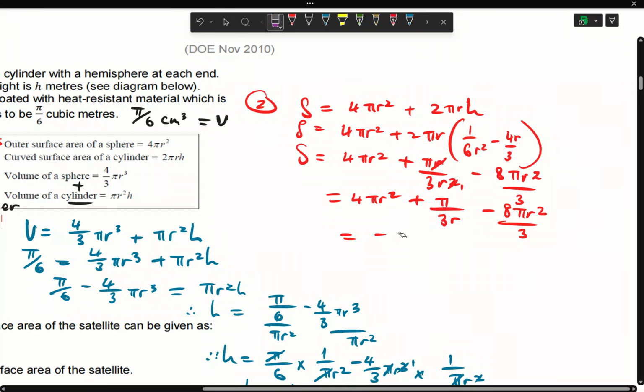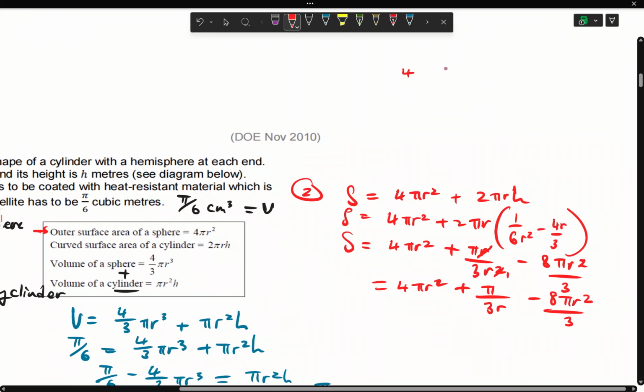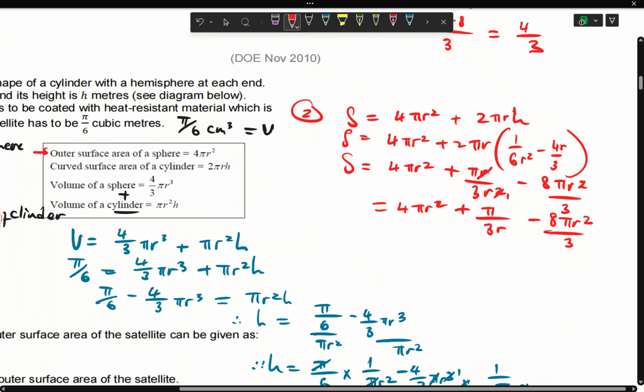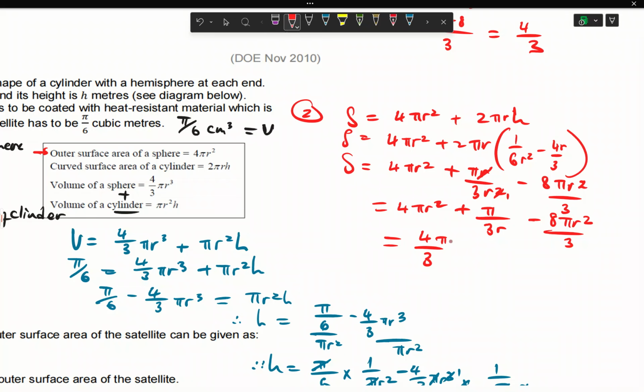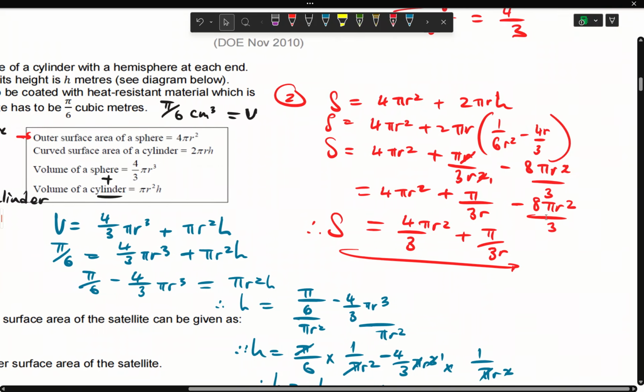So now you can combine these two, since the order is 2 there. So now we can say you have 4 and then minus 8 all over 3. For us to combine these two, we have to have the common denominator, which is the 3 there. So you have 12 minus 8. This is going to give you 4 all over 3 there. So now this is 4 all over 3 pi r squared plus pi all over 3r. So therefore this is the surface area. Let's see if we have the same thing. Yeah, if you check there, we have the same thing.